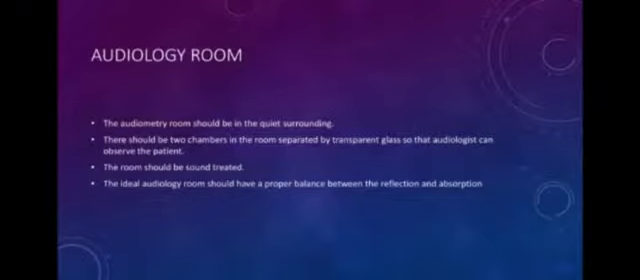Before going into the audiometry, first let us discuss what is audiology room. It is a room where the audiologist and the patient are sat together, which are separated by transparent glass. The room should be quiet, the room should be sound treated, and the audiology room should have a proper balance between the reflection and absorption of the sound.